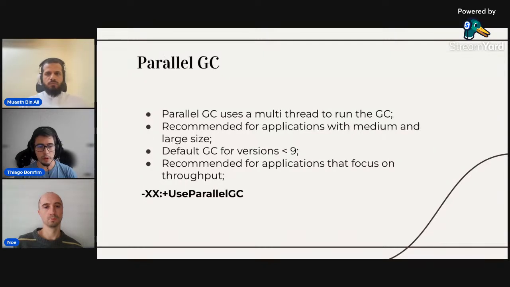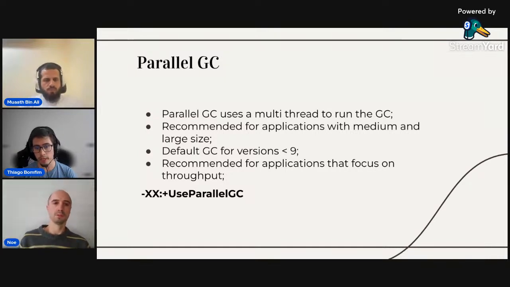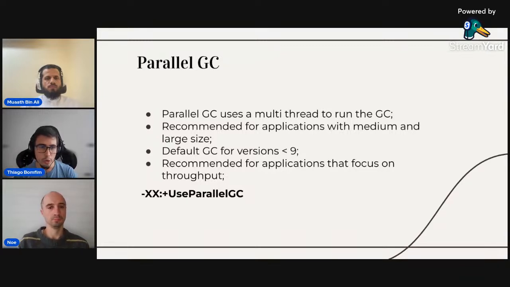Let's move on and talk about parallel GC. Parallel GC, different from serial, uses multiple threads to run GC. It's recommended for applications of medium and large size. And if you are using Java 8, this is the default GC for Java 8 and previous versions. It's recommended for applications that focus on throughput. Later I will show you when you should use parallel, because yes, we will still have parallel and maybe it can fit well for your application.